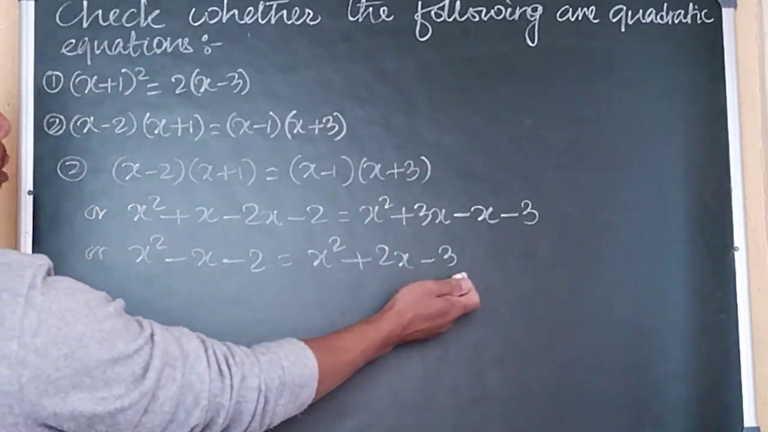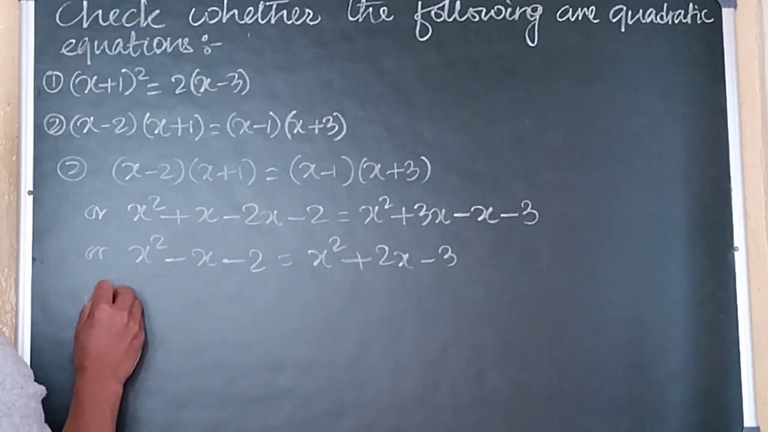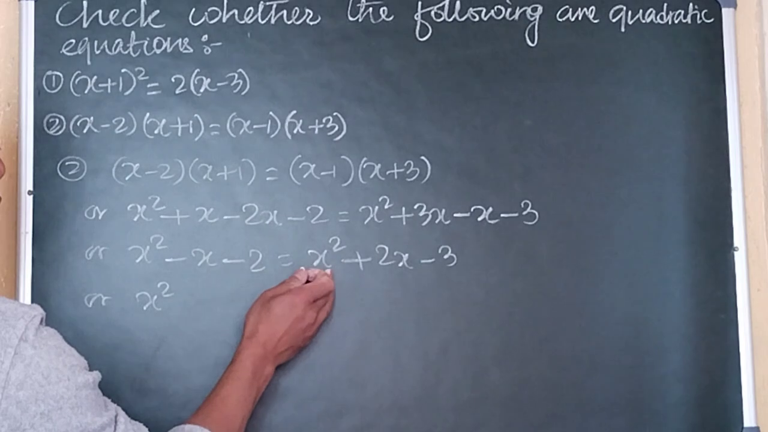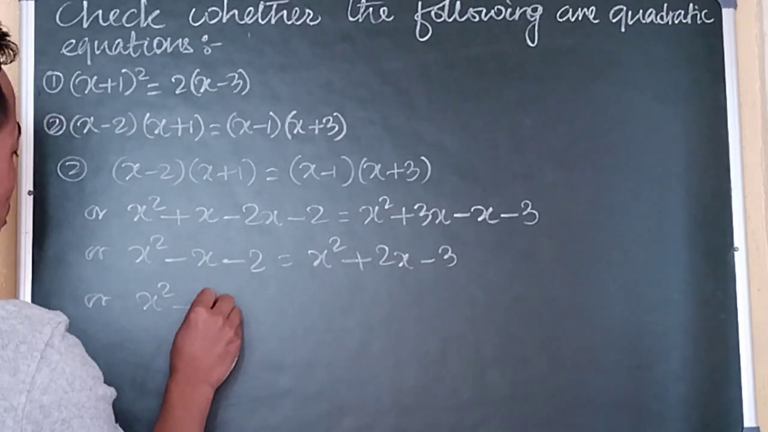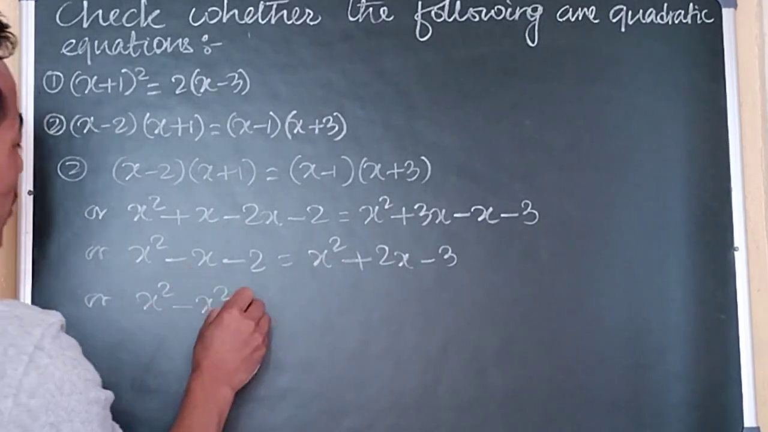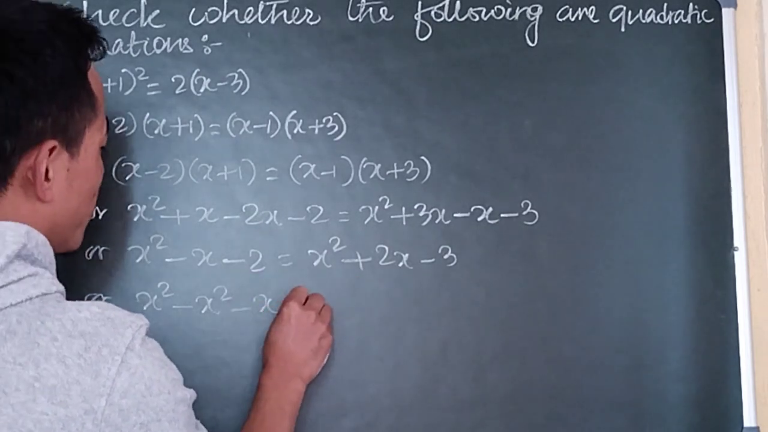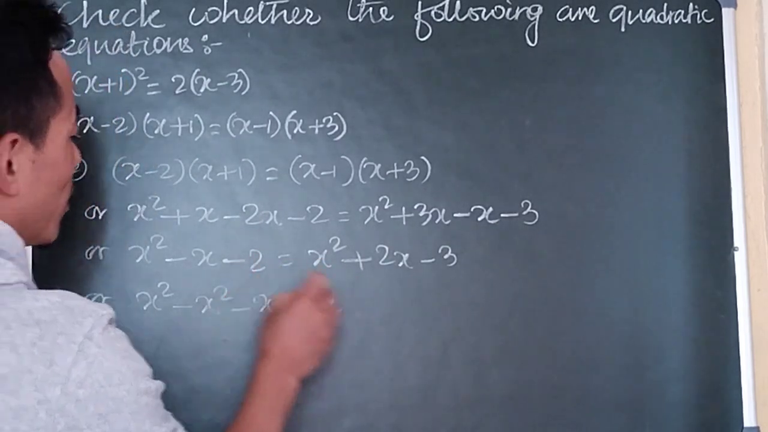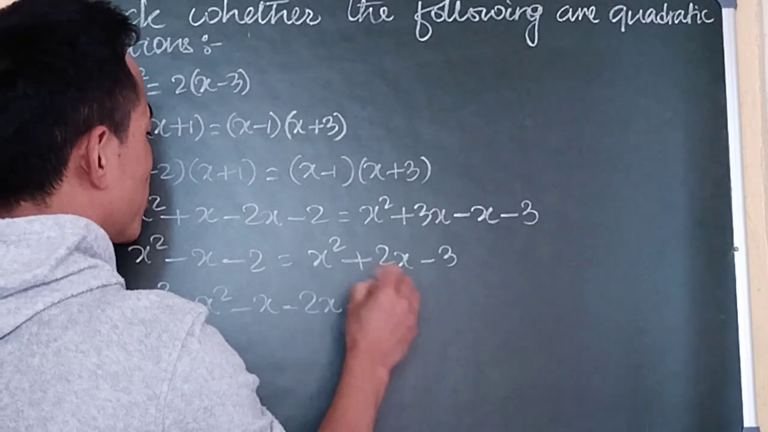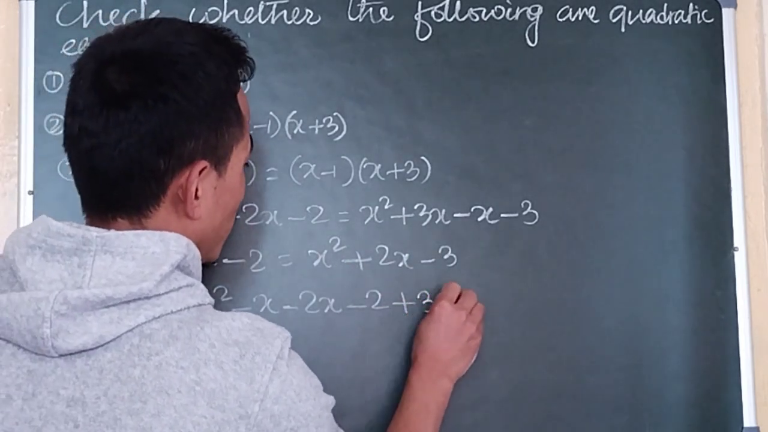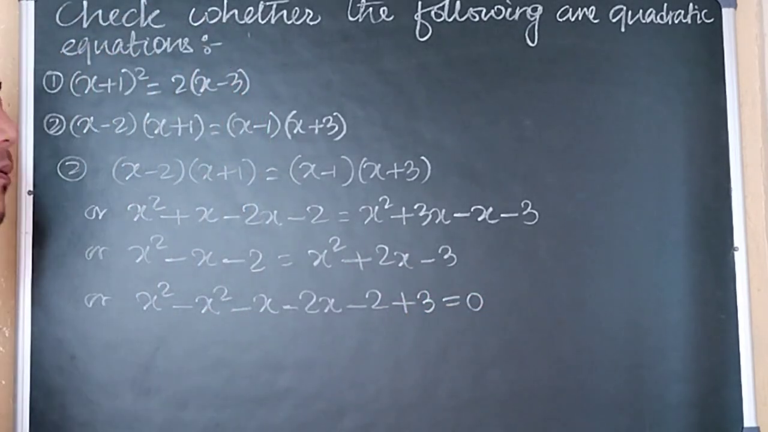Now let's bring all these terms to the left hand side. So we'll get x squared. You bring x squared on the left hand side, this becomes minus x squared. Then we have this minus x here. You bring plus 2x on the left hand side, this becomes minus 2x. We have minus 2 here. You bring this to the left hand side, it becomes plus 3. And on the right hand side, we have 0.